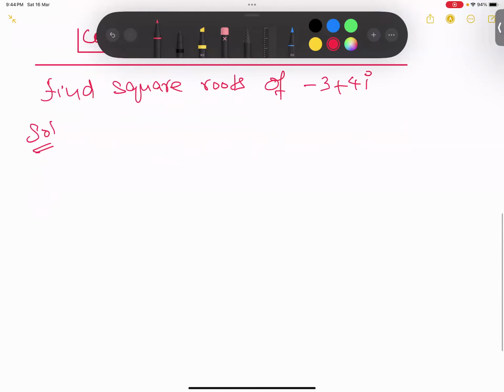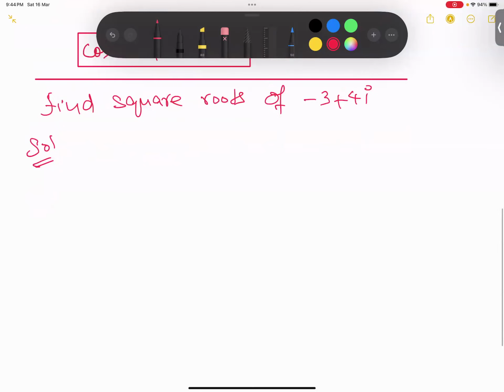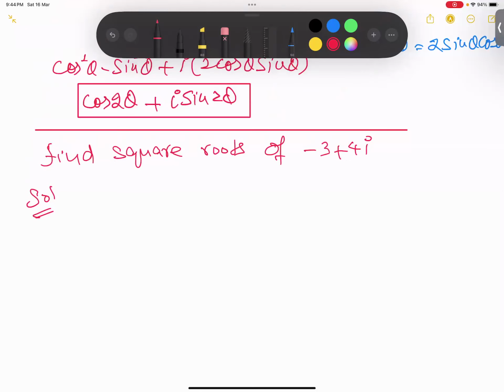Basically, first of all, just before I start, I want to give the basic concept. If I ask you, please find out the square root of 16, you will write root 16, and you must write plus and minus. So plus and minus 4 is our answer.